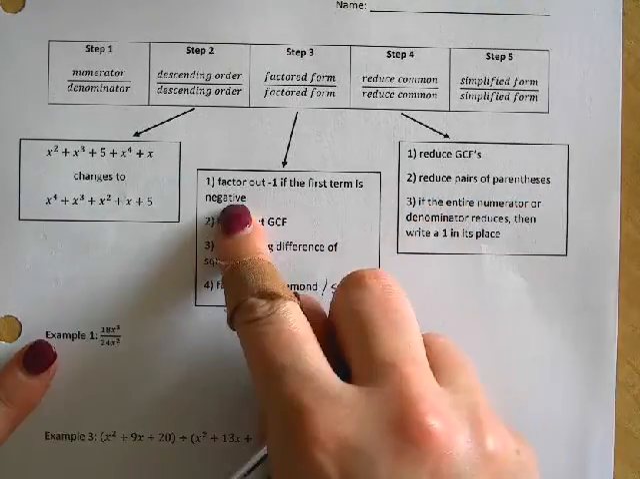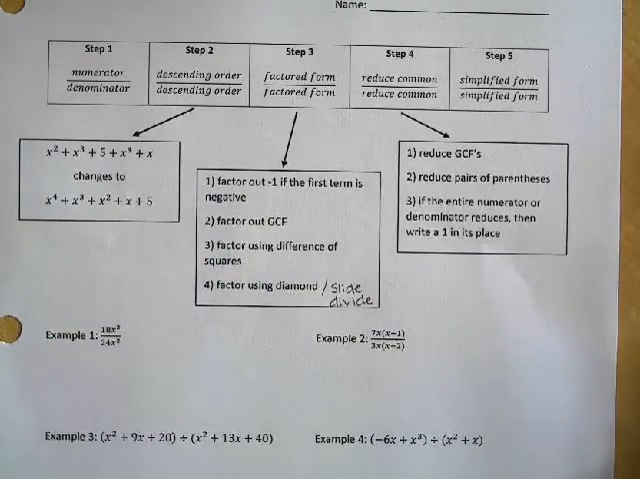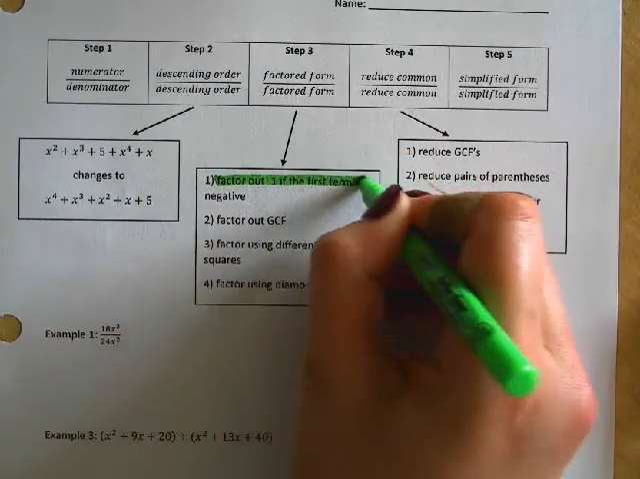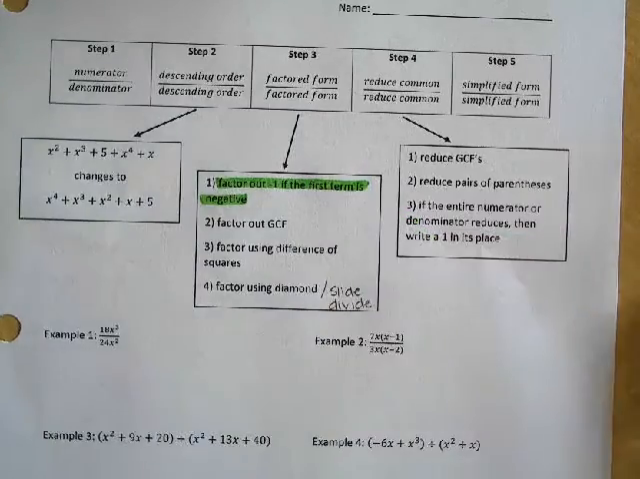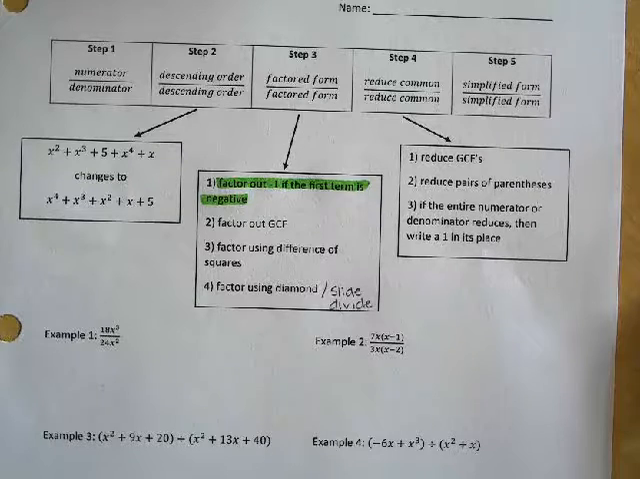The one thing that students often forget to do is factor out a -1 if the first term is negative. So I would say underline that, put a star next to it, highlight it if you have a highlighter, but that is something that students forget a lot. So if the first term is negative, then you're going to factor a -1 out of the entire numerator or the entire denominator.